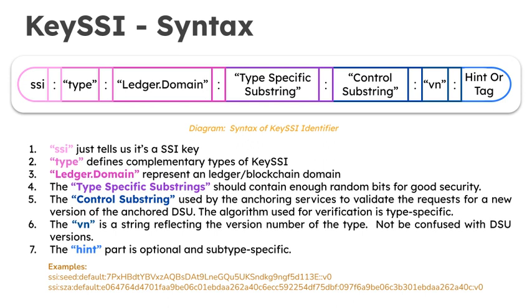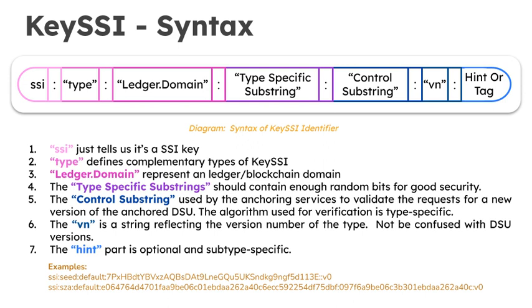In the structure of a self-sovereign identifier, SSI, each part plays a specific role. 1. The first part, indicated by SSI, confirms that the key is a self-sovereign identifier. 2. The second part, labeled as type, specifies the complementary types of KeySSI, categorizing its specific function or use. There are many types, the most common being seed, SRED, ZA, as we will explain later. 3. The third part, ledger domain, is crucial as it denotes the BDNS domain for a ledger or blockchain. This part identifies which specific blockchain or ledger the KeySSI is associated with.